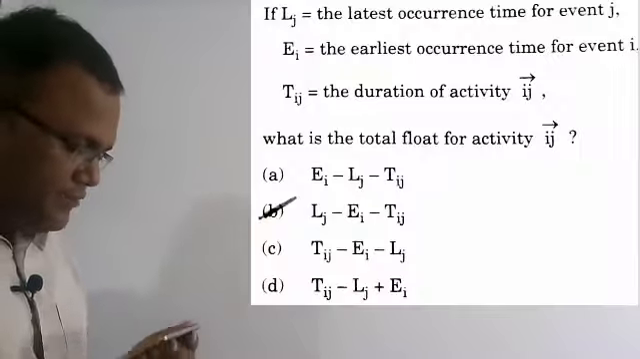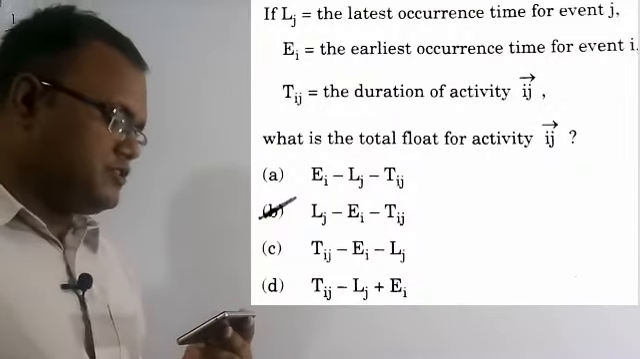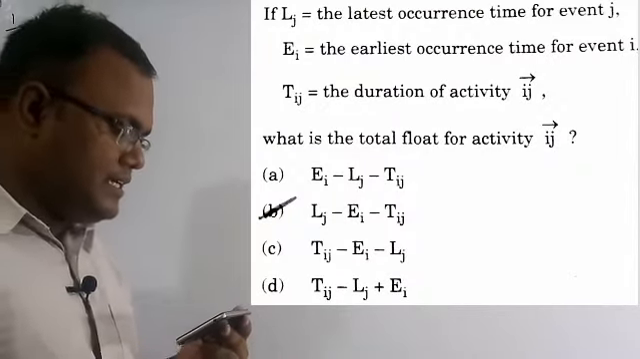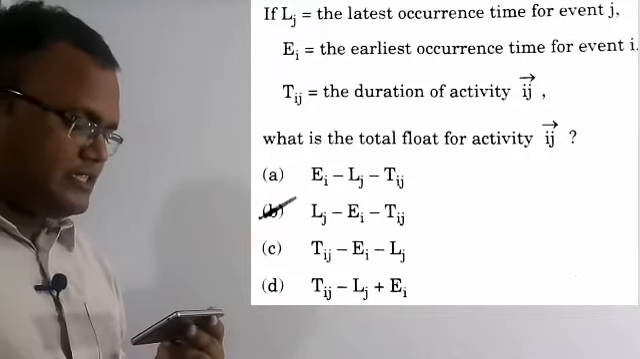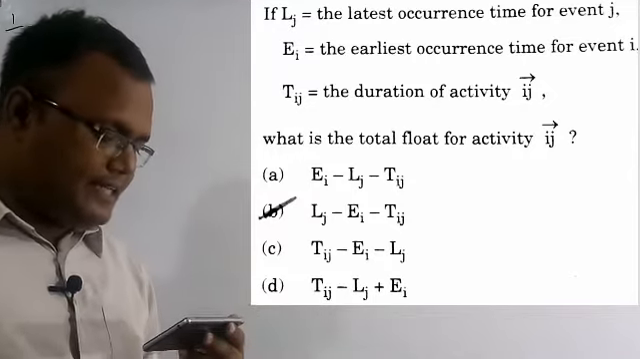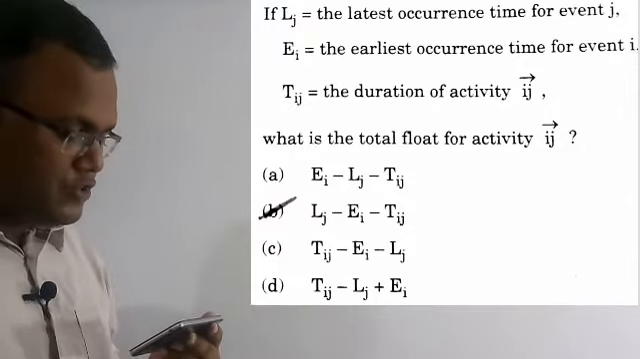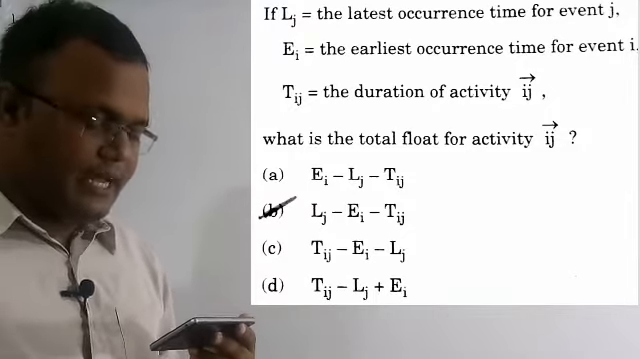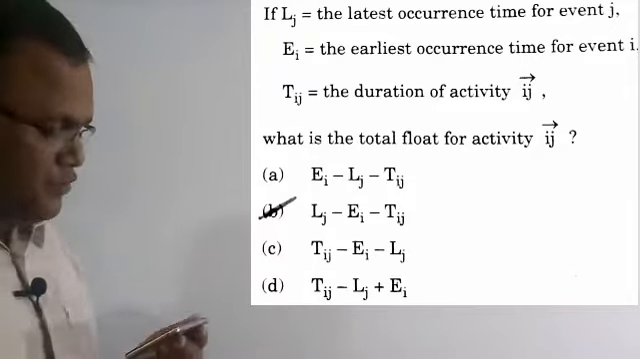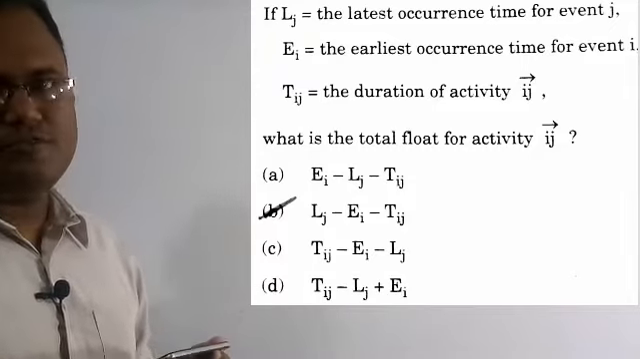So let's get started. Now we are going to solve the first question. See the question here. If Lj is equal to the latest occurrence time for the event j, and Ei is equal to the earliest occurrence time for the event i, and Tij is called the duration of the activity ij, what is the total float for activity ij? We need to figure out. What are the four options? Option B is the correct solution of this question.